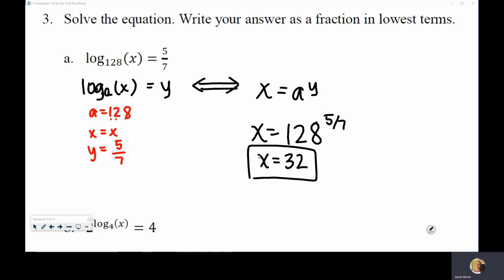Now, when we get into section 6.5, we'll have to check our answers for these logarithmic equations. But for right now, we don't know enough about logarithms to check our answer, so you don't have to worry about checking your answer.